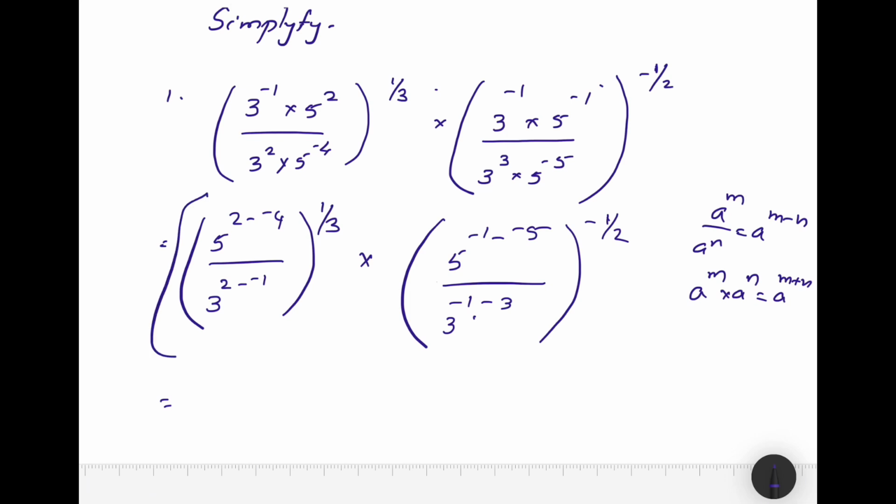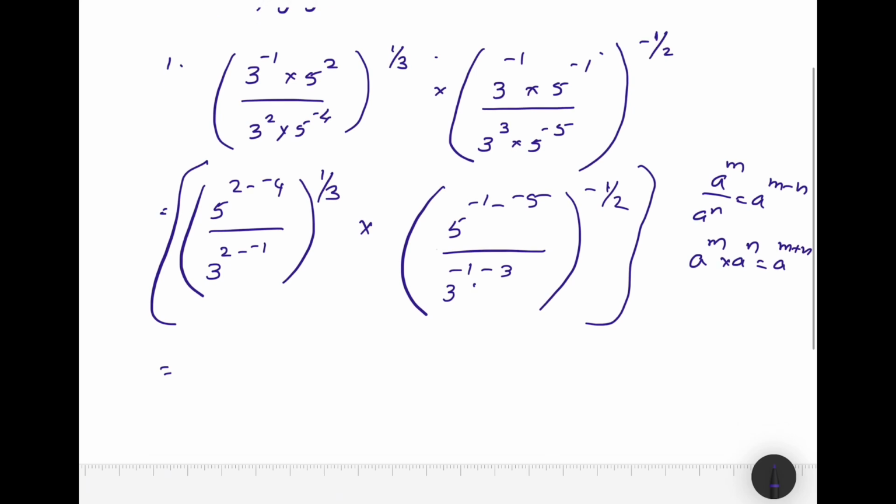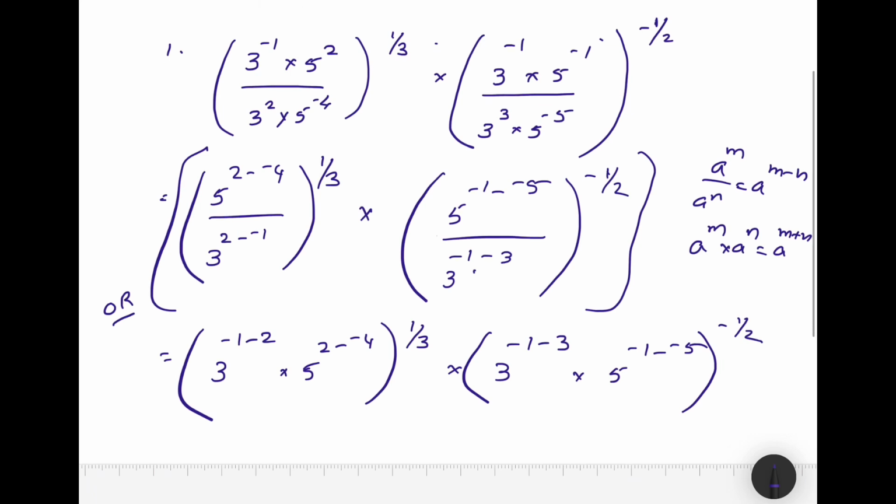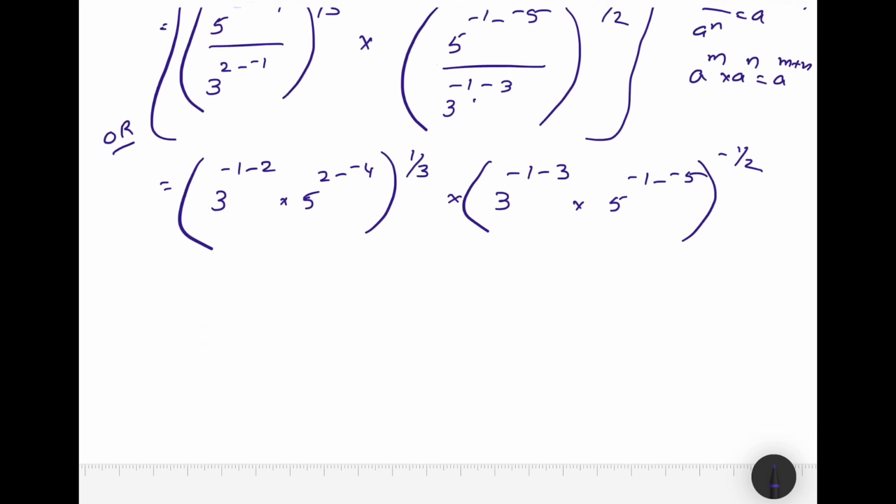Or the same thing, instead of like this, you can write the whole thing bringing everything to the numerator: 3 to the power of minus 1 minus 2 into 5 to the power of 2 minus 4, the whole to the power of 1 by 3, into 3 to the power of minus 1 minus 3 into 5 to the power of minus 1 minus 5, the whole to the power of minus 1 by 2. Okay, I will continue with this only.